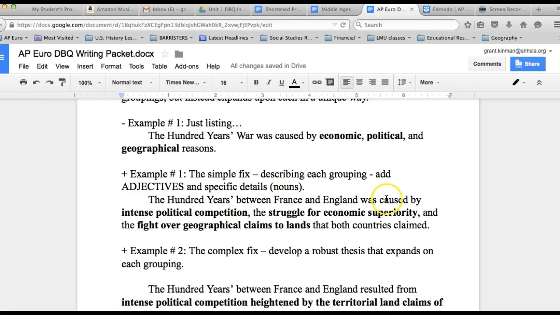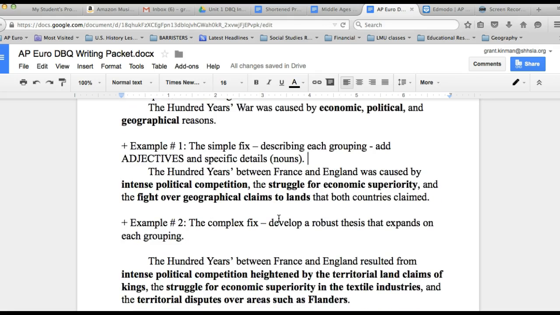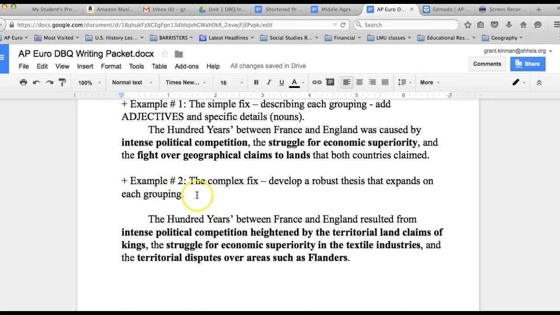The 100 Years' War between France and England was caused by adjective, intense political competition, noun. So our adjective and noun were added. Here, our Y, the struggle, adjective for economic superiority. Again, that's a noun, person, place, or thing. And then the fight over, that would be what we consider our adjective. Geographical claims to lands, our noun. So what you need to do is add your adjective and your nouns, and that's a simple fix. You can look at positive example number 2. It just makes a more complex argument, and that would score a point as well too.